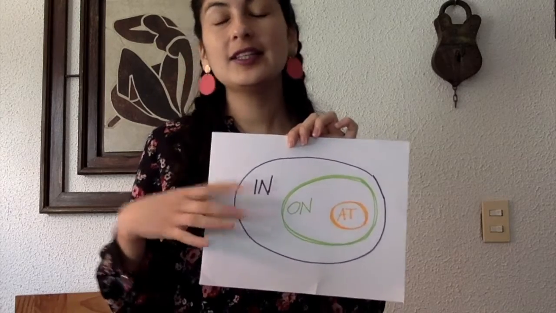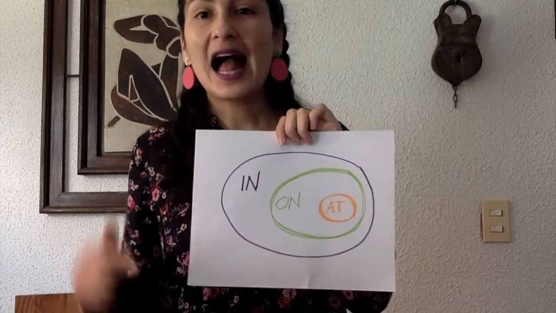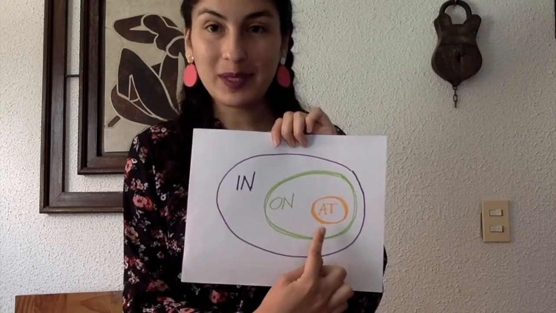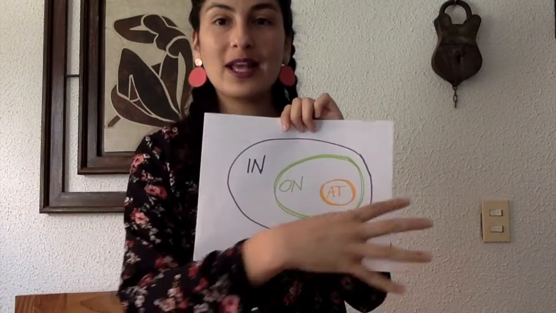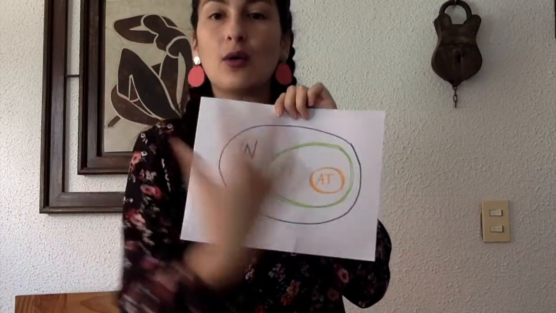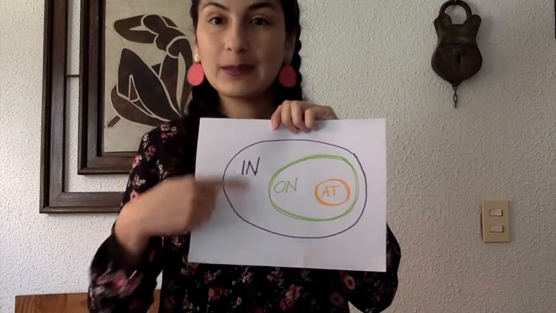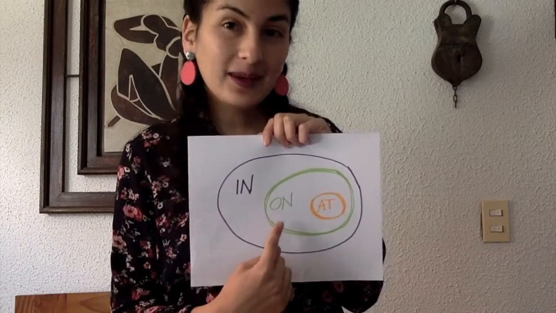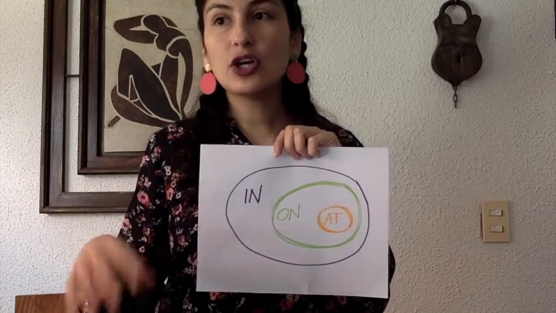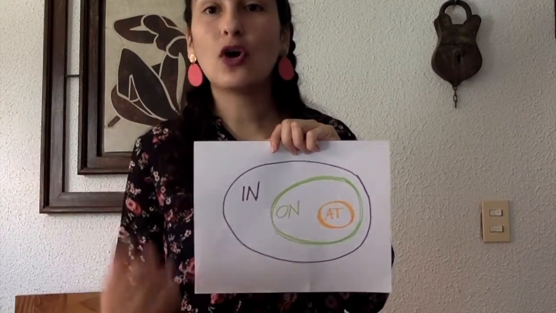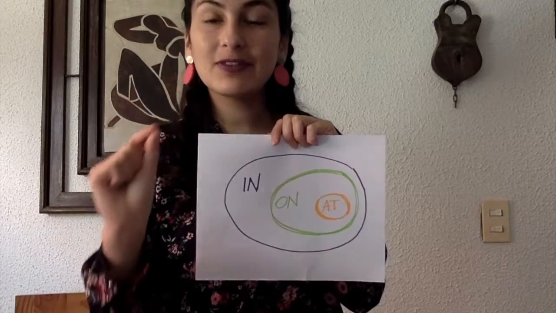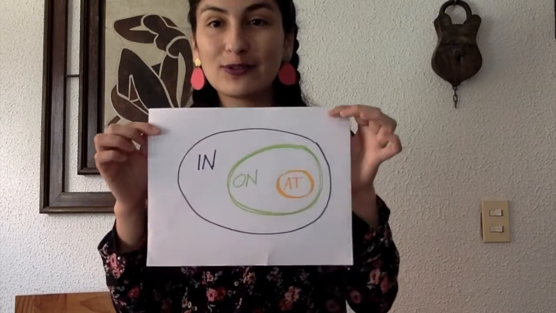For example, in February. So I can say, I was born in September on Monday at 7 p.m. You see? More and more specific. More general, more specific. Or for example, in the morning is very general. The morning has a lot of hours. On Sunday morning is more specific because it's not just any morning, but on Sunday morning. And at 10 p.m. That is a specific hour of the day. I hope this really works for you. It worked for me. That's all for today.